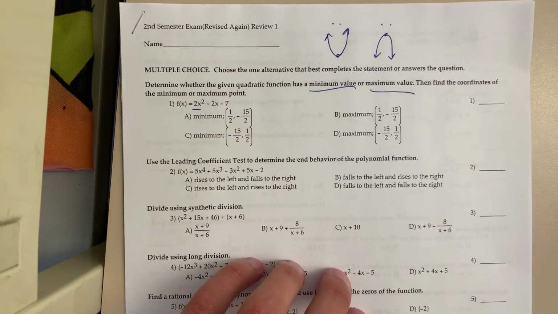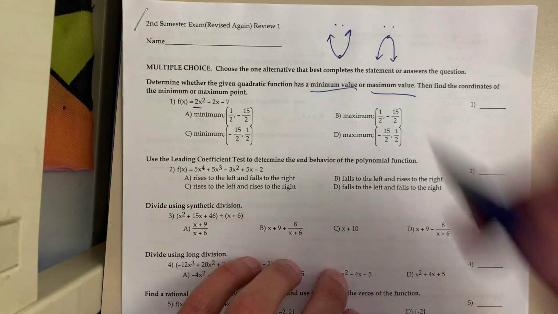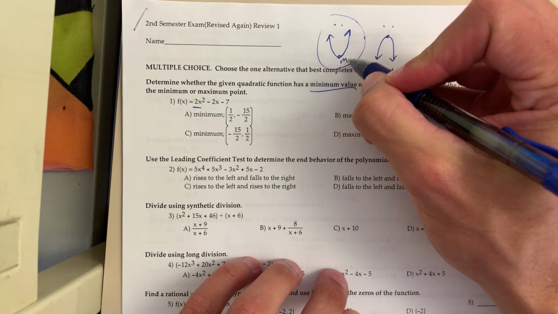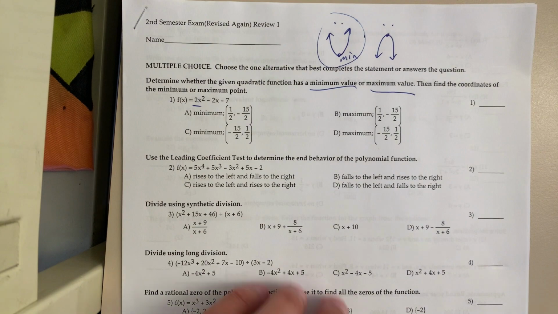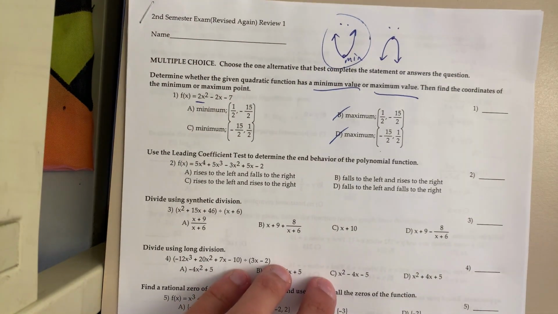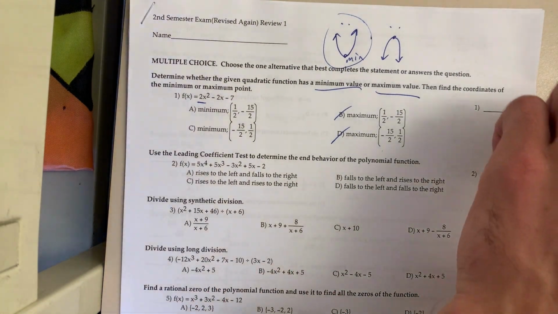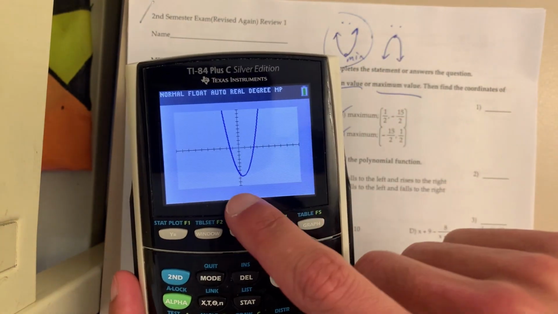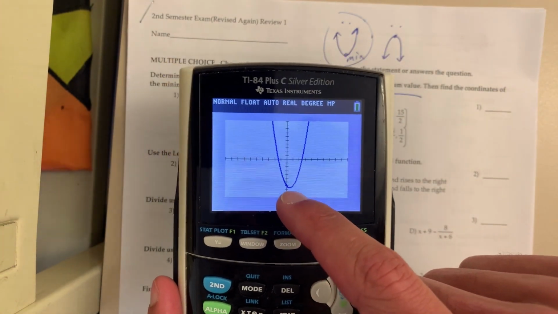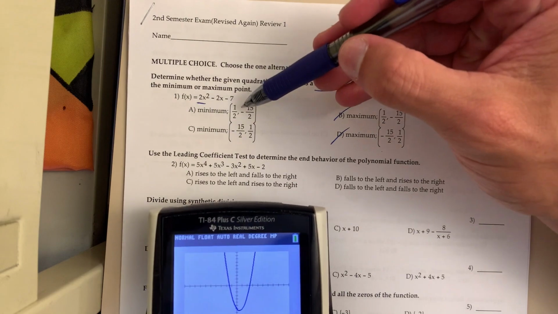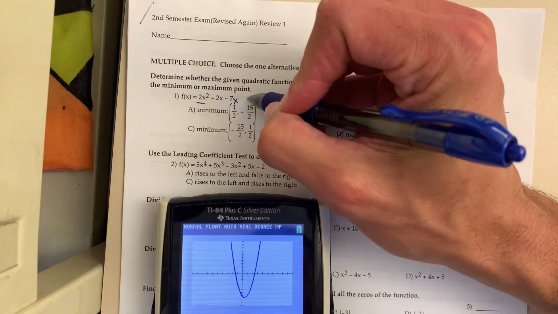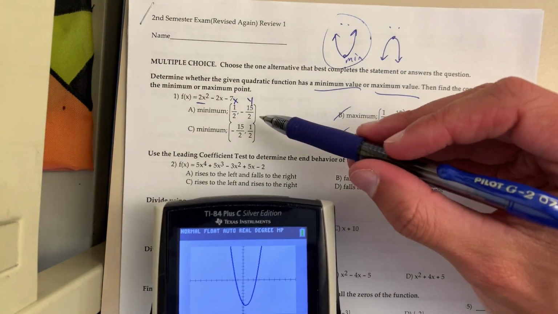So positive 2 means that it's going to be more of a smiley face, which means this bottom point is going to be a minimum, right? So we know right away it's not B or D. And then you can just look at the graph. So we look at this graph, and again, it has that smiley face shape to it, and then this bottom point, the coordinates of that, we can compare these. This is saying the x value is 1/2, the y value is -15/2 or -7.5.